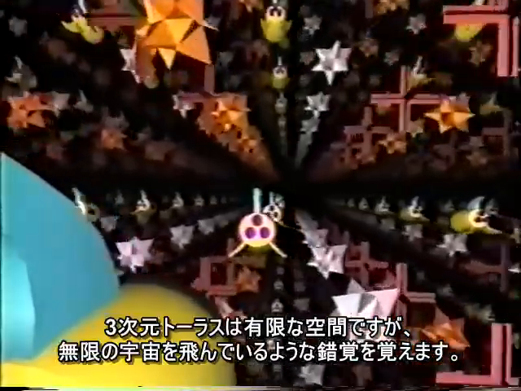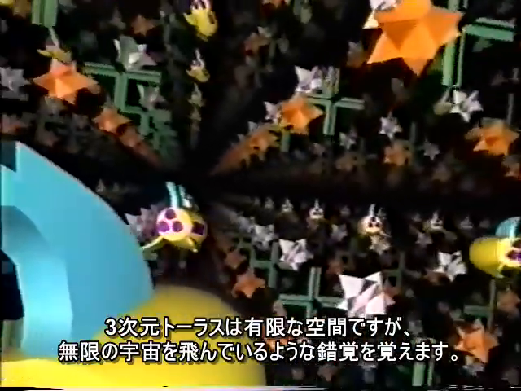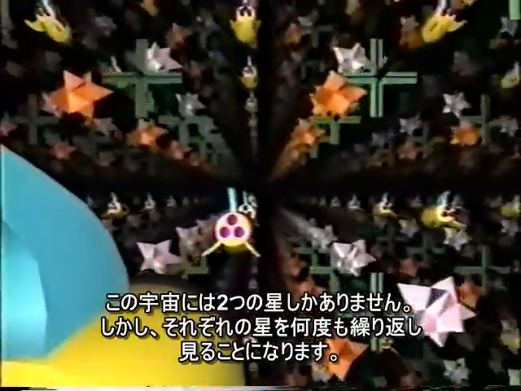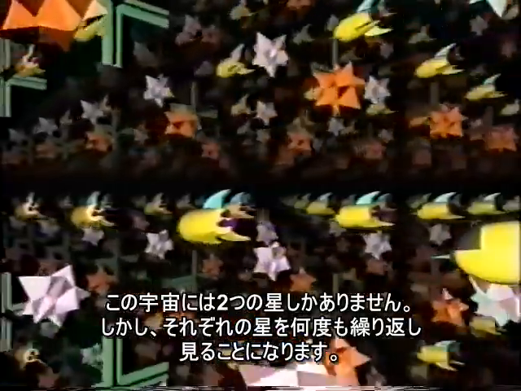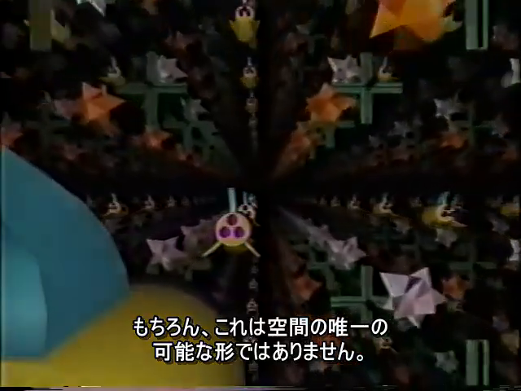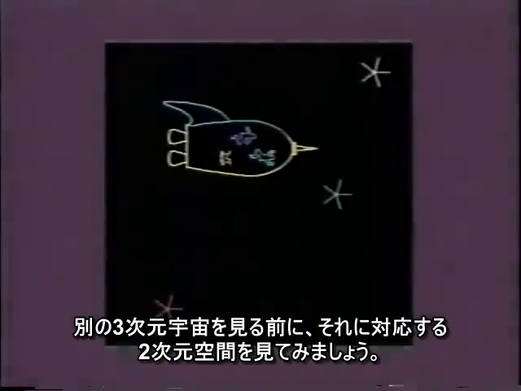Even though the 3 torus is finite, we have the illusion of flying in an infinite space. There are only 2 stars in this universe, but we see each one over and over. This isn't the only possible shape for space. Before we visit another 3D universe, we'll look at the corresponding 2-dimensional space.